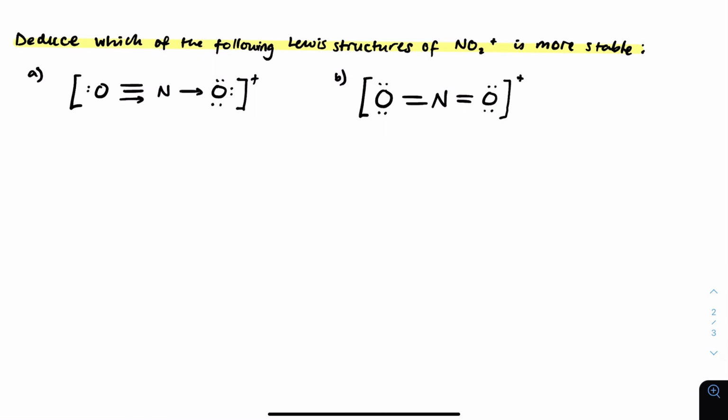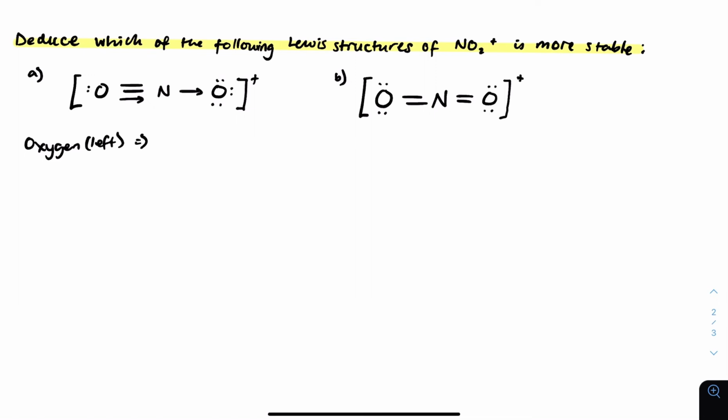So if you want to have a go at this, pause the video, but if not, I'm going to go straight into it. Okay, so let's start with structure A, and let's also acknowledge that these 2 oxygen atoms are different in their bonding patterns, so therefore we have to calculate them separately. So oxygen on the left.